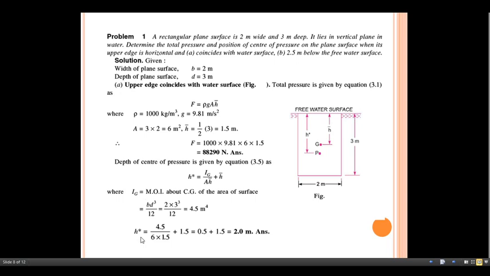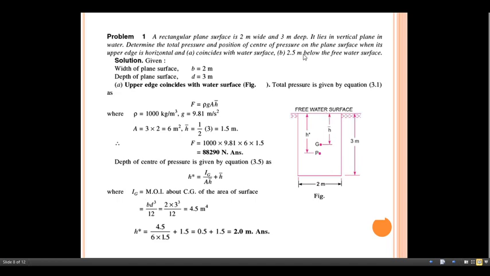Okay. Similarly, get the value for this h star. H star is nothing but the formula we already have: IG divided by A h bar plus h bar. Substitute the value of IG here, 4.5. A means area, here 6, and h bar is 1.5. Just put the values in the formula. After the calculation, we get the value of h star equals 2 meter. So this is the center of pressure on the plane surface when its upper edge is horizontal and coincides with the water surface.